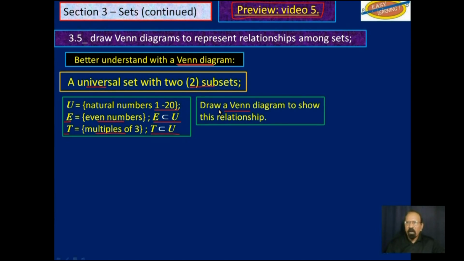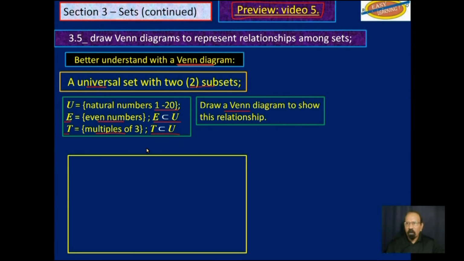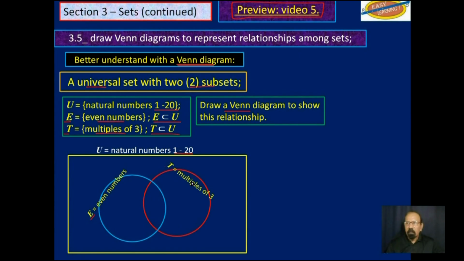Now, if we were to draw a Venn diagram to show this relationship, first of all, we will draw a rectangle like that, and we will label it U, natural numbers 1 to 20. So whatever falls in this box down here will only be natural numbers from 1 to 20 inclusive. So we set up a little circle and we call that even numbers, E. We set up another circle like this and we call it T, multiples of 3.